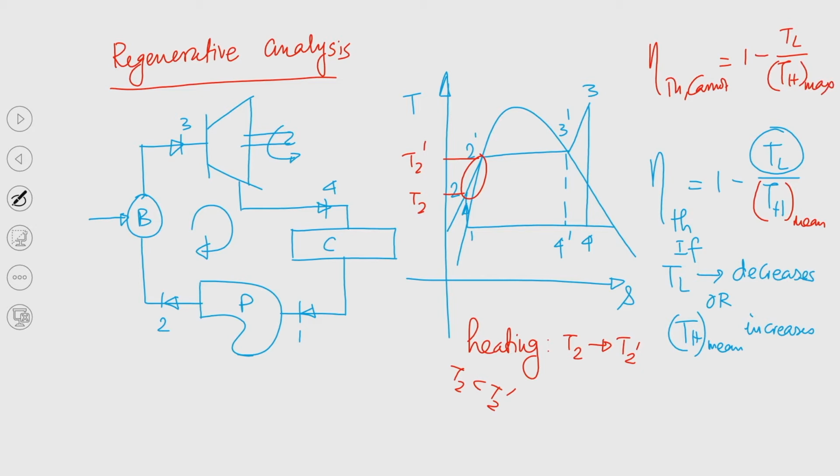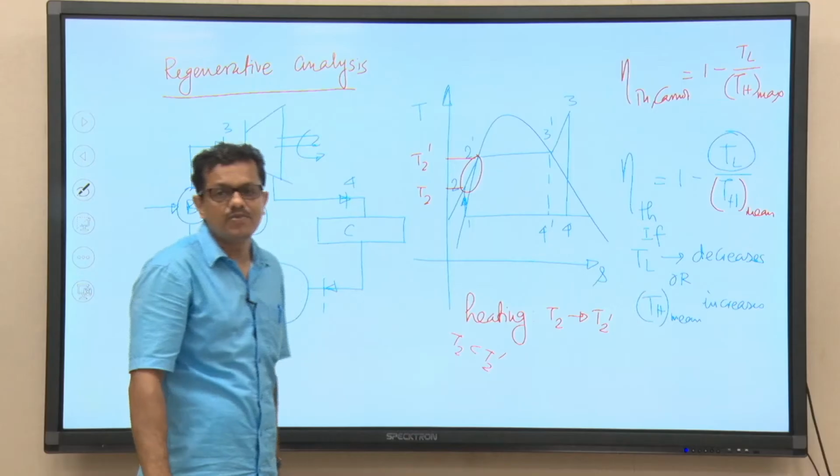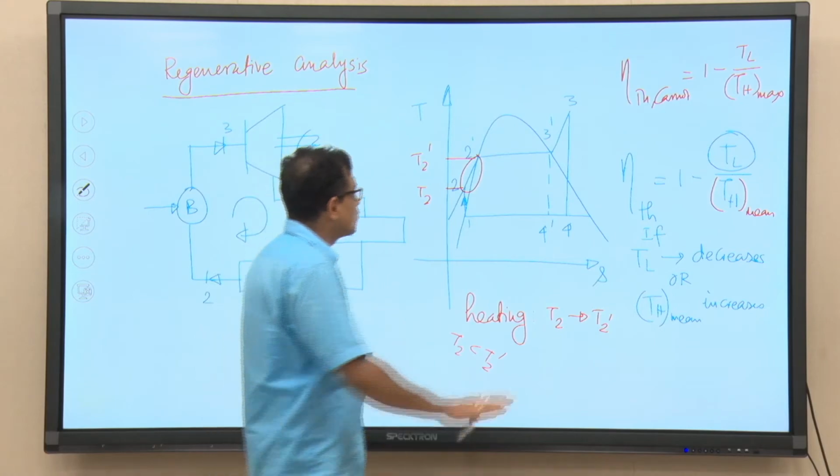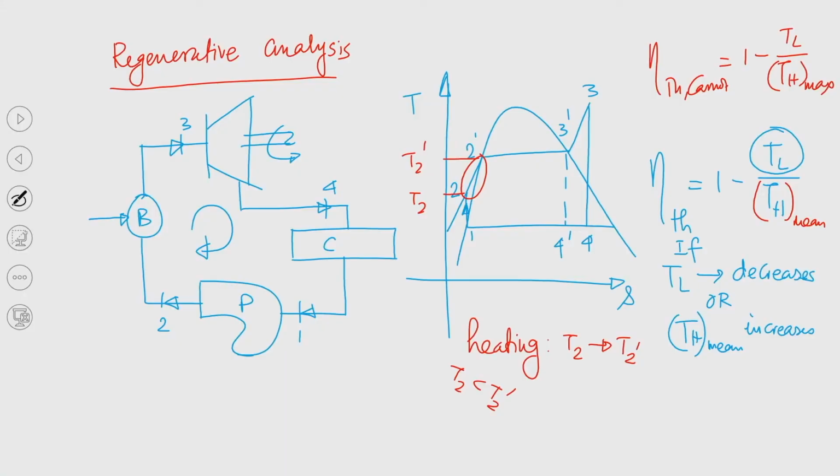Now, our objective should be to bring this mean temperature of heat addition in the ideal Rankine cycle closer to TH max. If TH mean becomes closer to TH max, we can reach the ideal Carnot cycle efficiency. In that case, the efficiency of the ideal Rankine cycle can be very close to the ideal Carnot cycle efficiency. Now, as I discussed, we can go for superheating and reheating, those aspects we have already discussed, but we can't really ignore this part, that instead of T2 to T2 prime, that heating is done.